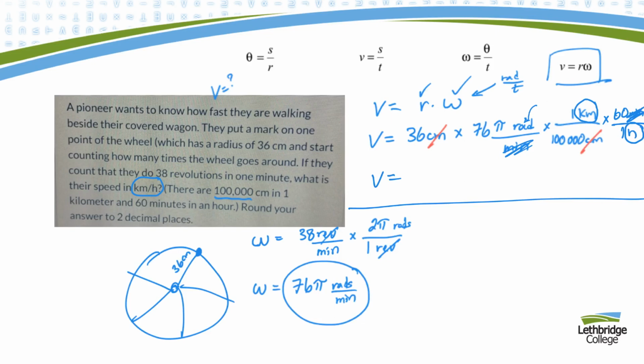Okay, I did that on my calculator, and I came out to 5.1572 kilometers per hour. So 5 kilometers an hour, that's pretty decent for a covered wagon, I think. Oh, and they wanted to round to 2 decimal places, so let's give it 5.16 kilometers per hour.